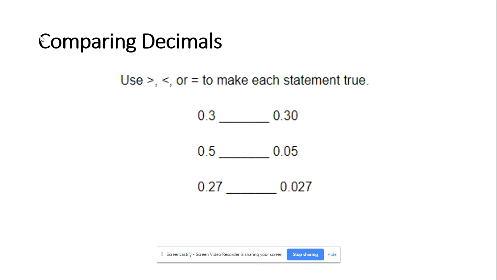So now we're going to be comparing decimals. We're going to use the less than, greater than, or equal sign to make each statement true. Let's start with the first one.